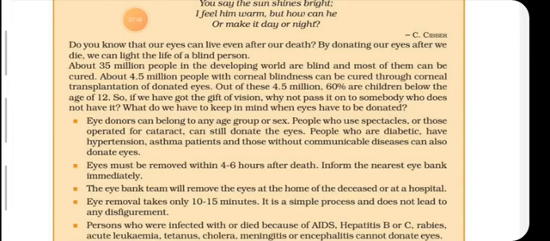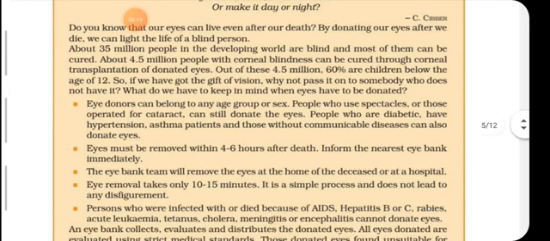Fine. So the 4.5 million people who have an absence of the cornea can be cured through a corneal transplantation of the donated eyes. Out of these 4.5 million, 60% are children below the age of 12. Eye donors can belong to any sex. People who use spectacles or those operated for cataract can still donate the eyes. People who are diabetic, have hypertension, asthma patients and those without communicable diseases can also donate eyes.